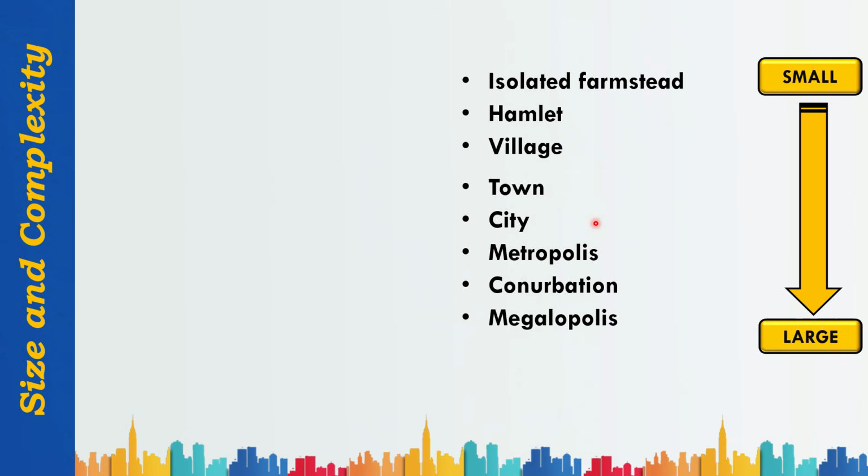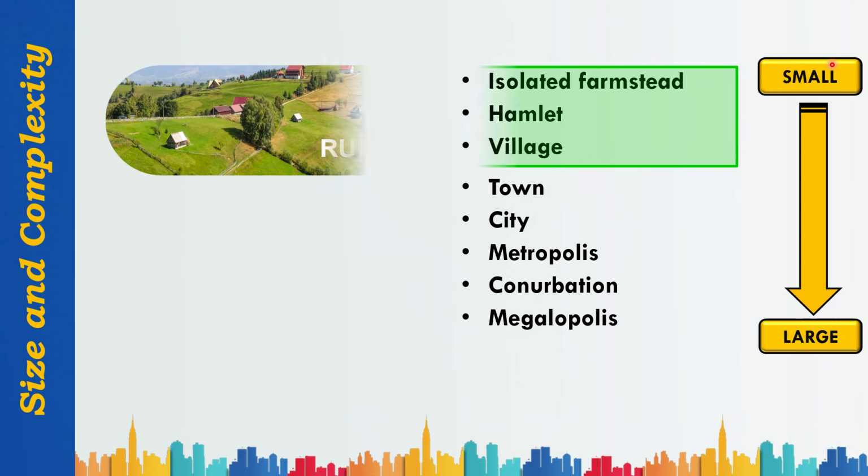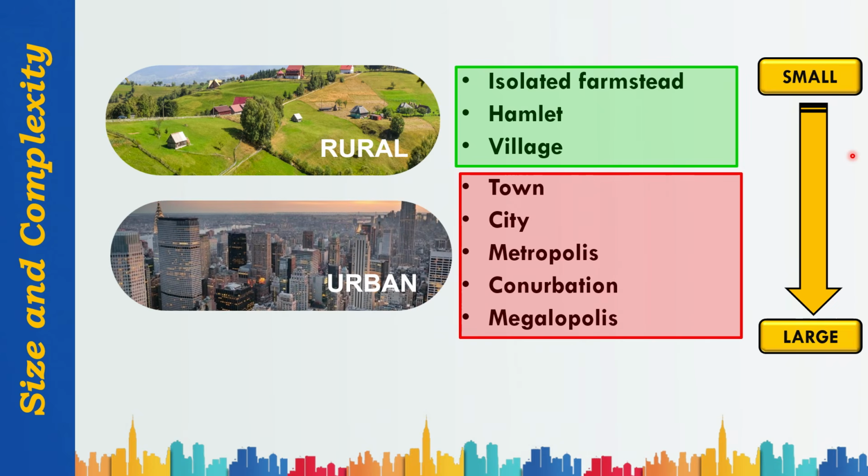Okay, our smallest settlement is known as a farmstead, an isolated farmstead, followed by a hamlet and a village, which means hamlet is larger than a farmstead. A village is larger than a hamlet and a farmstead. Now all these three here, our farmstead, hamlet, and village, they are rural areas. You can see that we have an image there of a rural area. Okay, and then the last five are obviously our urban areas.